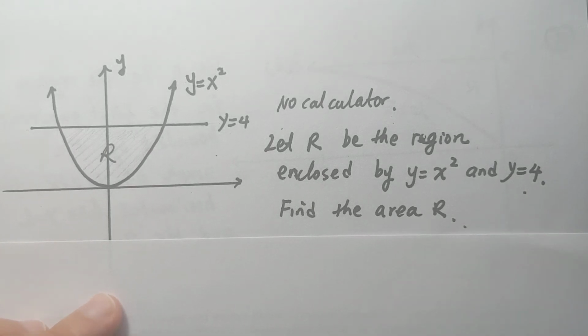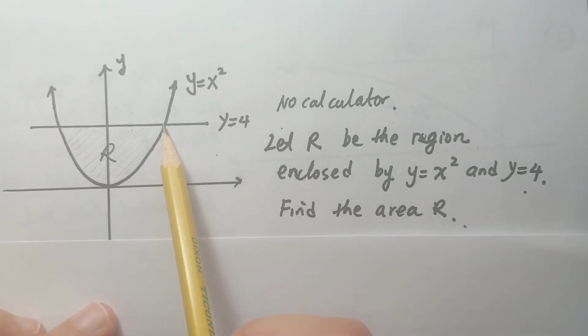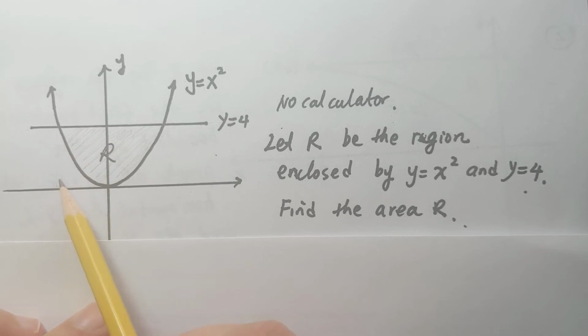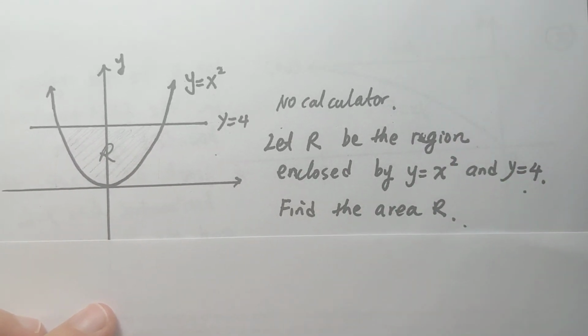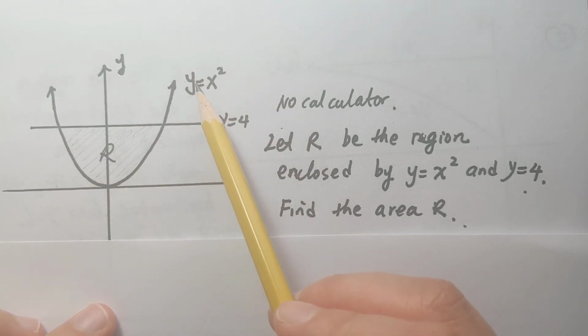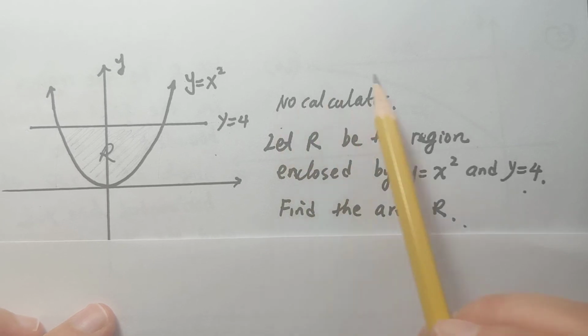So at this moment, probably you already noticed something. We do not have the point of intersection. So what should be the x value? We don't know. Then what should we do? We have the equation y equal to x squared, and we had y equal 4. We are not allowed to use calculator, but we still can find the point of intersection. We're going to use what we learned in Algebra 1.